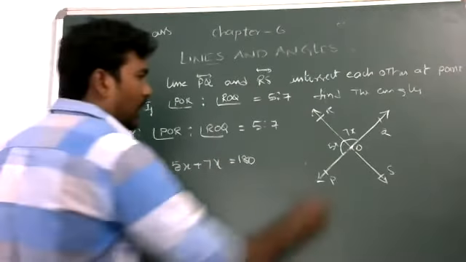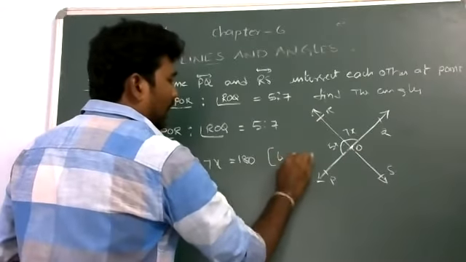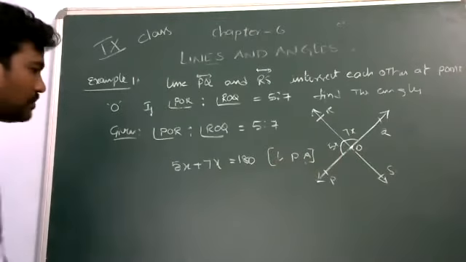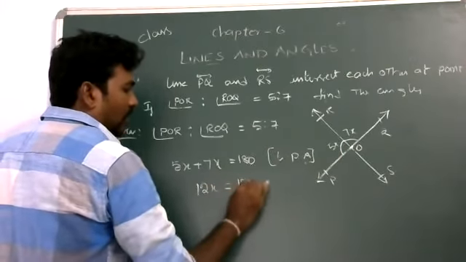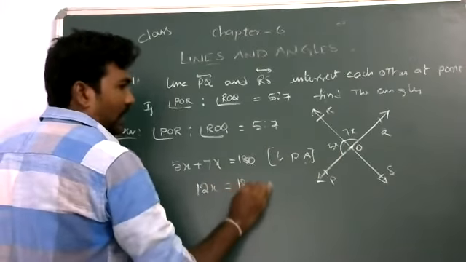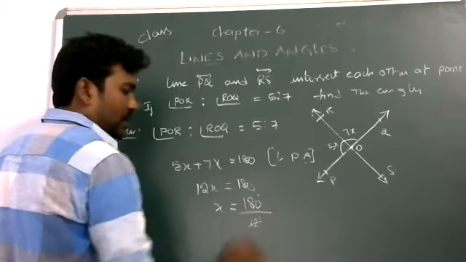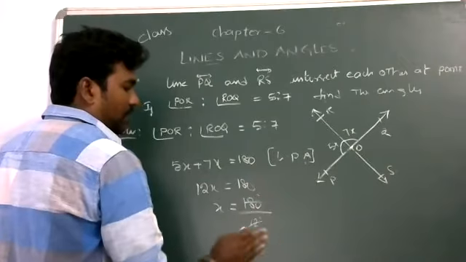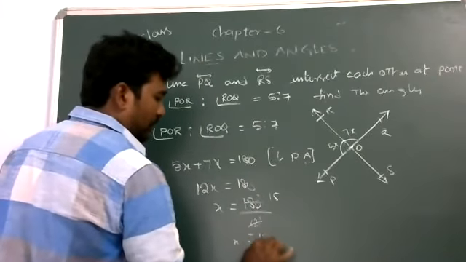Why? Because these two are a linear pair of angles. Here you can write LPA. LPA means linear pair of angles. So 5 plus 7, 12x is equal to 180 degrees. Then x is equal to 180 degrees divided by 12, using the 15 table. 15 12s, 180 degrees. x is equal to 15 degrees.